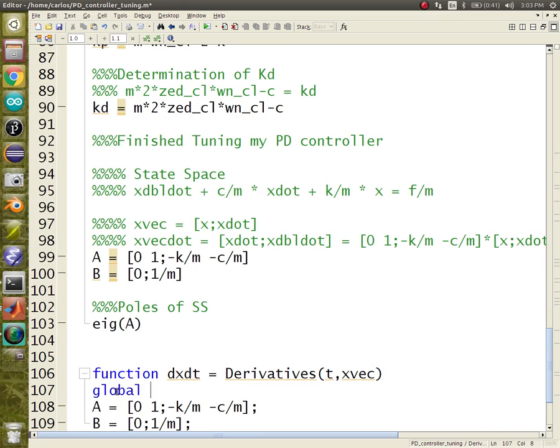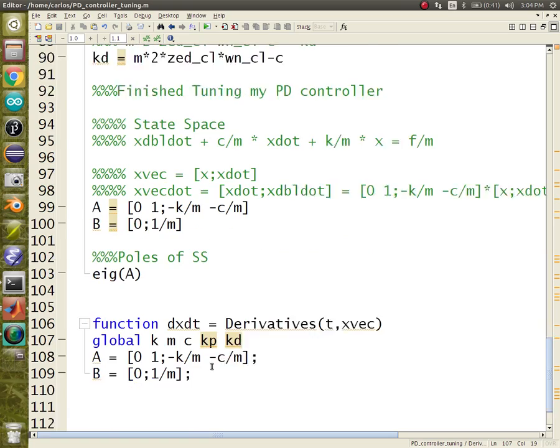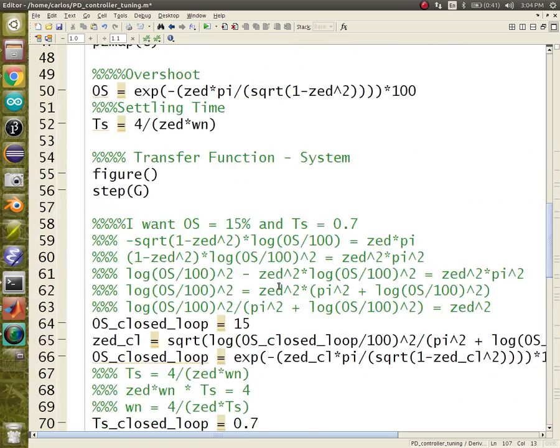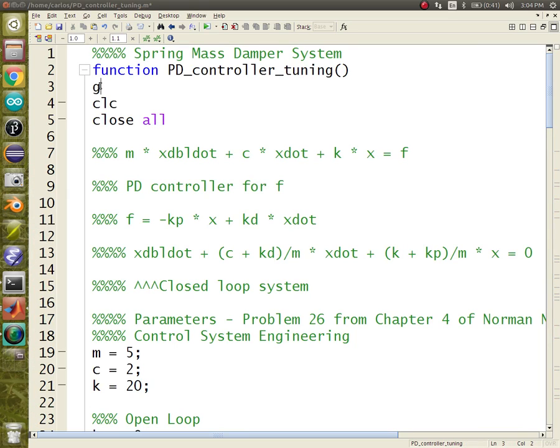And I'm going to just go ahead and make K, M, and C globals. I'm also going to make KP and KD globals. Or I'm going to leave those off for now. So let's go up here and let's make globals for K, M, and C.